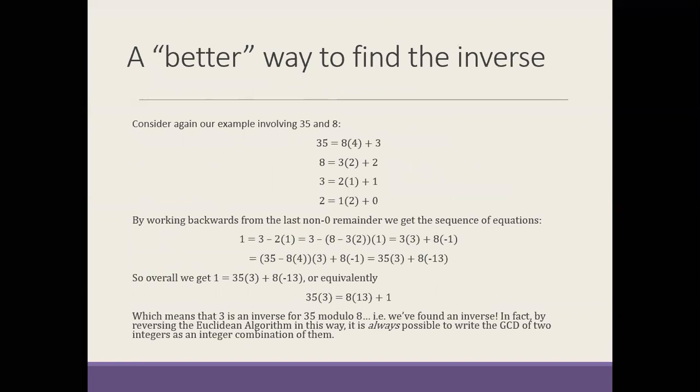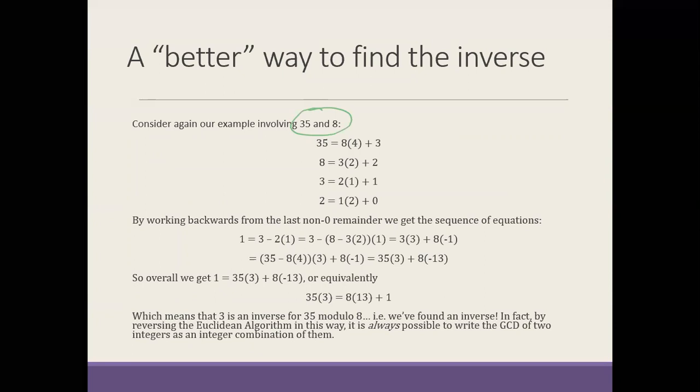Okay, so watch this. This is how we find inverses. So check this out. Let's revisit 35 and 8. There's 35 and 8. There are the equations that we came up with, yeah? And what you can do is you can work backwards, okay? You can actually work backwards from the last non-zero remainder.